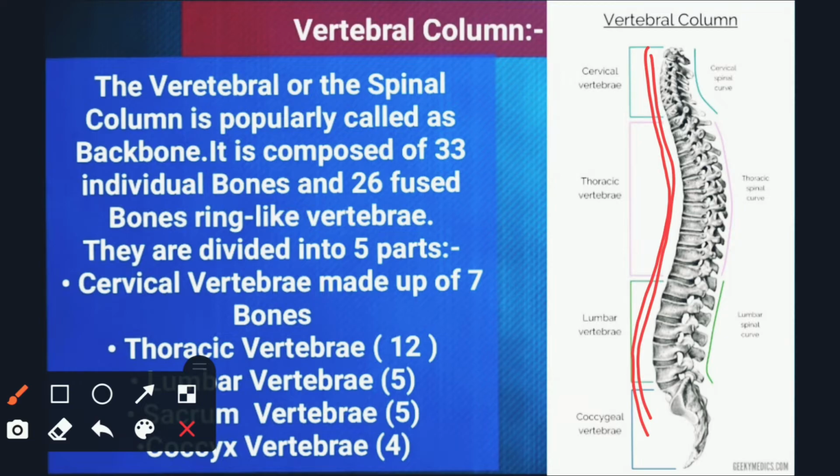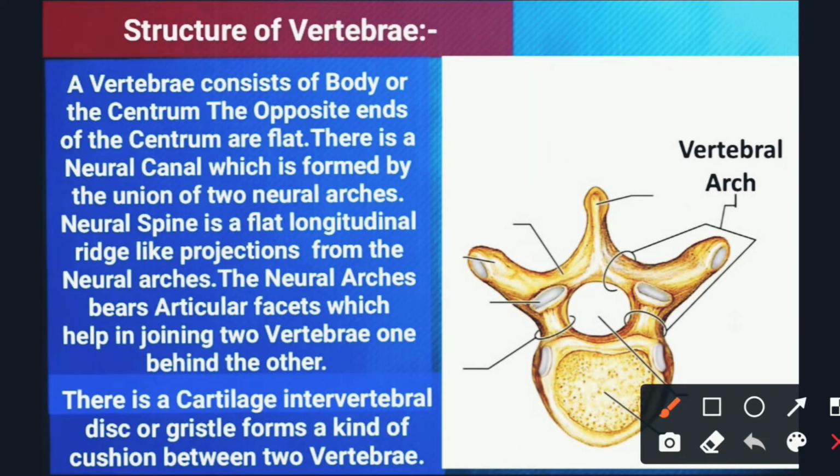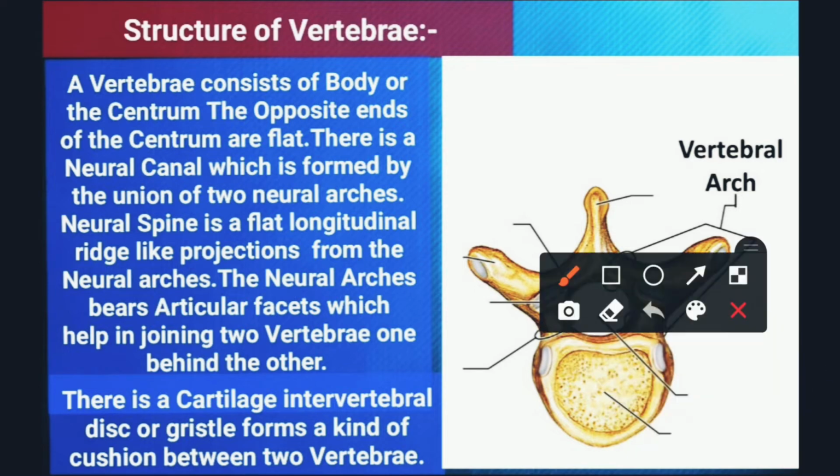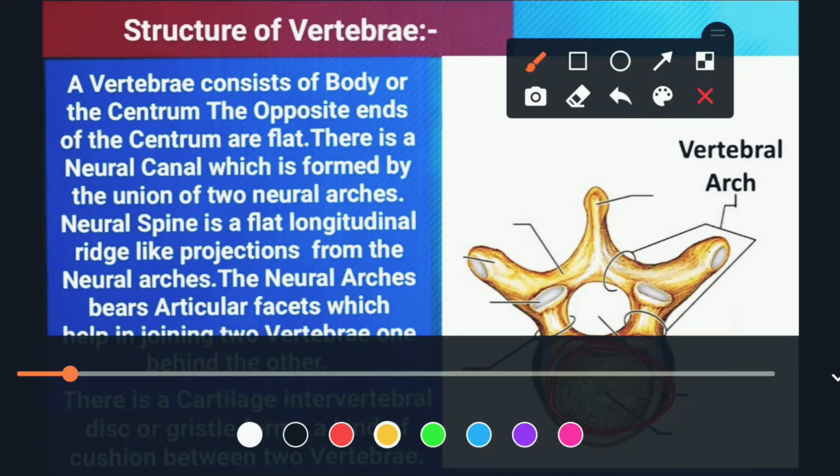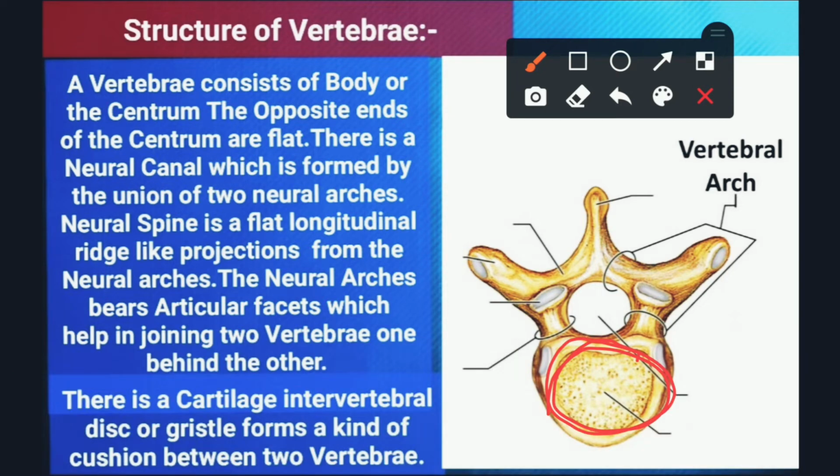Now we are starting with the structure of vertebra. I'll be explaining all these parts. So the vertebra consists of the body. There's a body of vertebra. This part is the body of vertebra. Just a minute, let me change the color so that it can be visible to you. Okay, it is quite better.